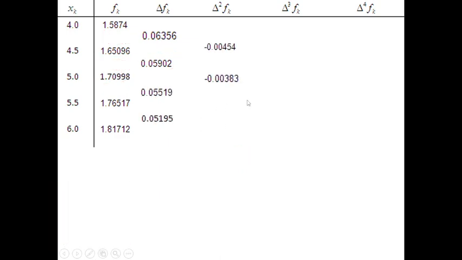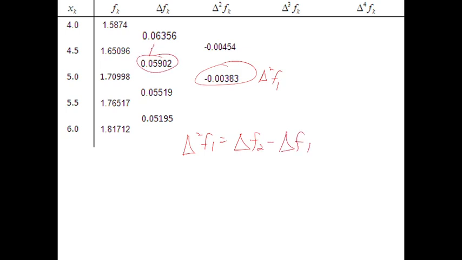And then, ito, paano tayo nag-arrive dito? So, that is delta squared f. Ano to? Delta squared f sub 1. Kasi ito yung f sub 0. F sub 1. So, delta squared f sub 1, that is delta f sub 2 minus delta f sub 1. So, ito yung delta f sub 1. Ito yung delta f sub 2. Okay? That's it.